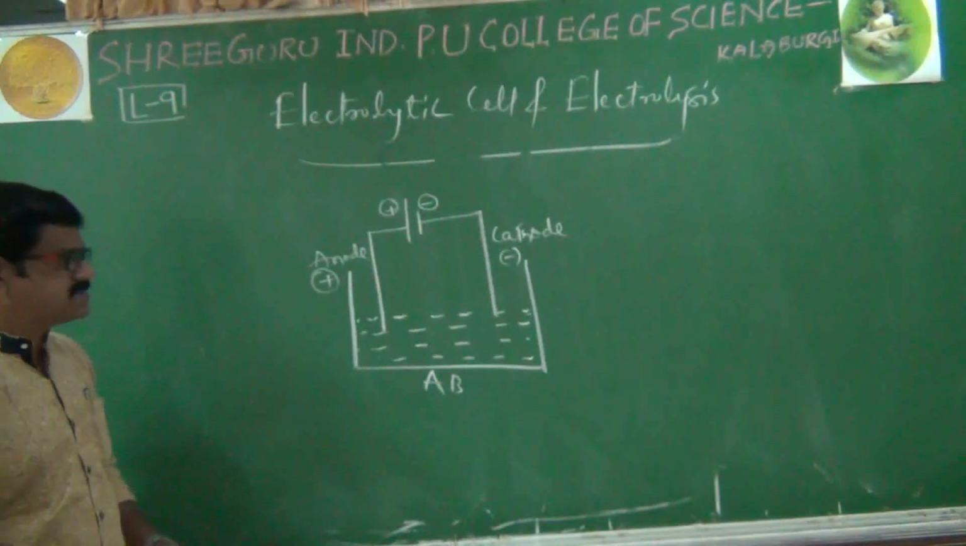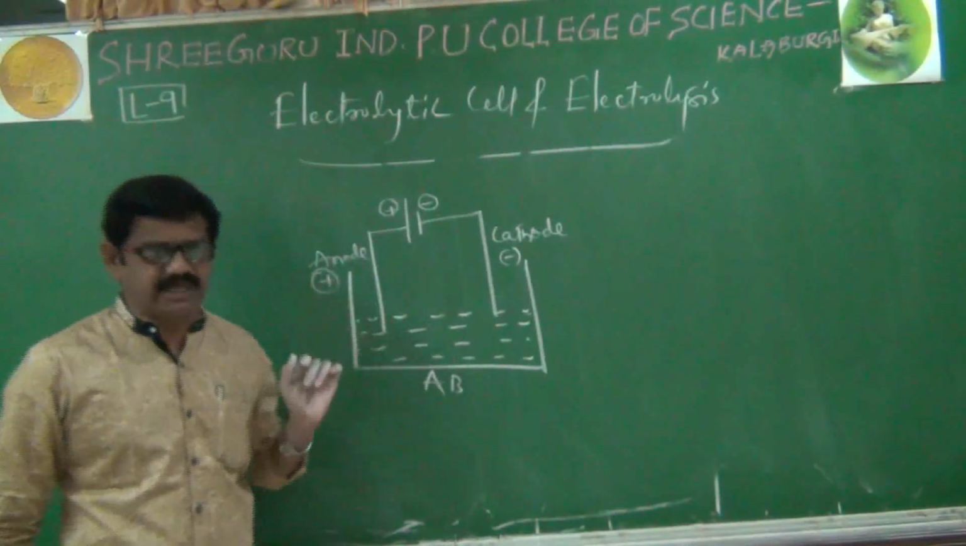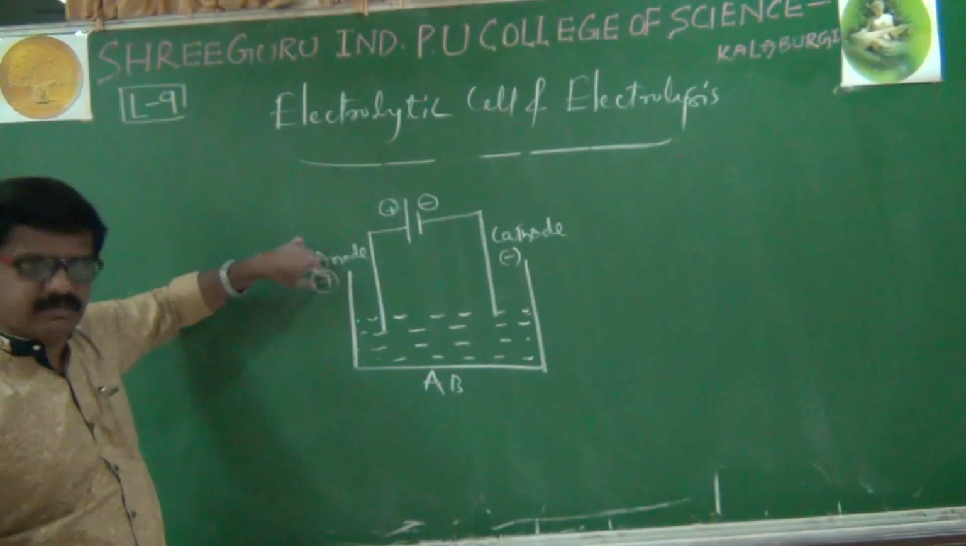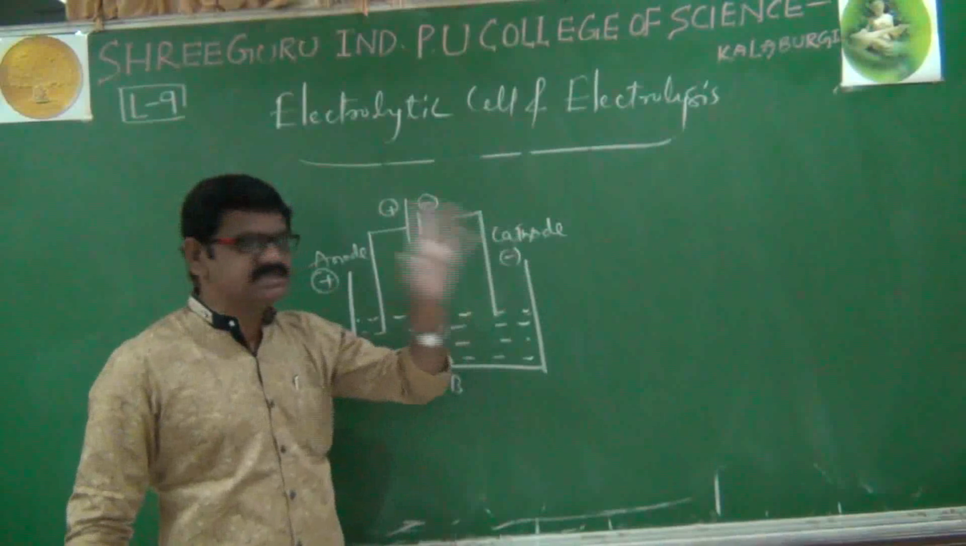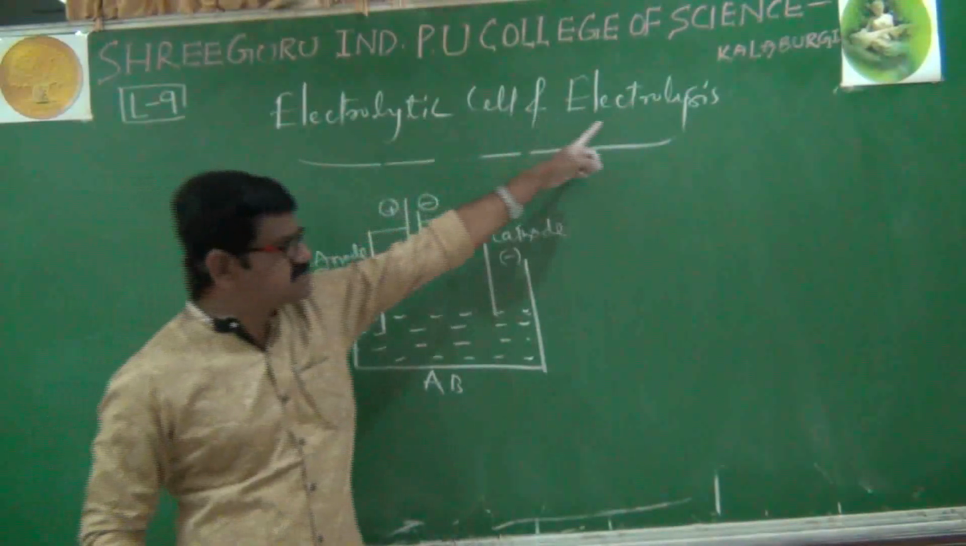Right. The major difference between an electrochemical cell and an electrolytic cell is this one only. There, the anode was negative; here, the anode is positive. There, the cathode was positive; here, the cathode is negative. Right. Now we are discussing the electrolysis process.